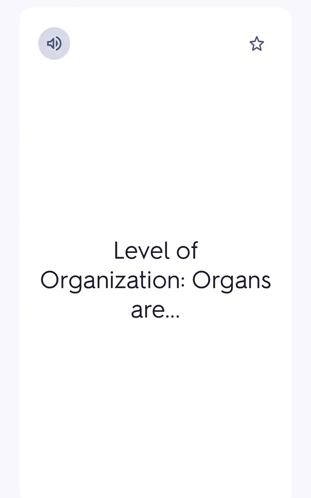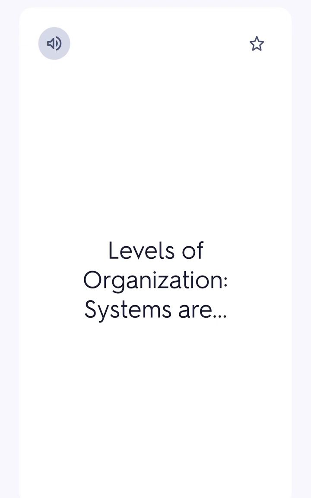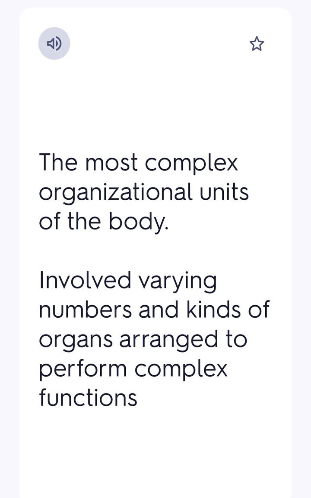Levels of organization. Organs are an organization of several different kinds of tissues to perform a special function. Each has a unique size, shape, appearance, structure, and placement in the body. Systems are the most complex organizational units of the body, involving varying numbers and kinds of organs arranged to perform complex functions.